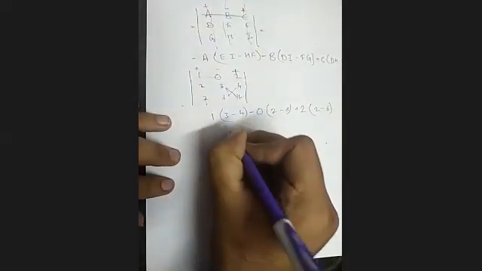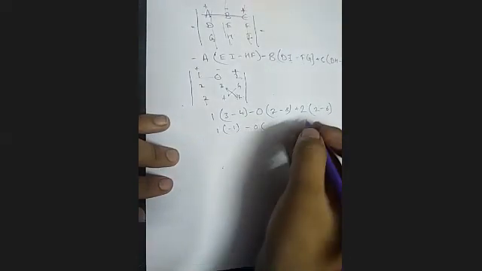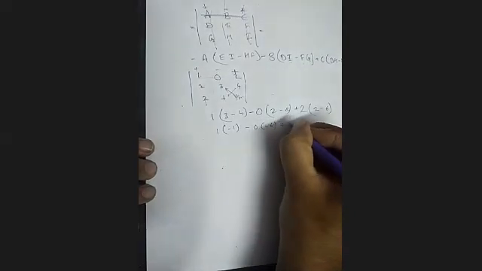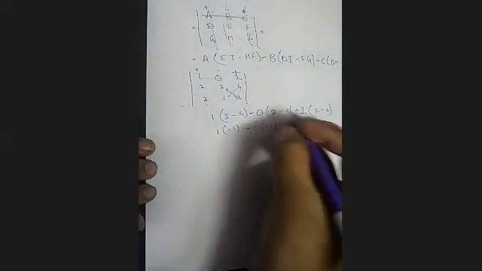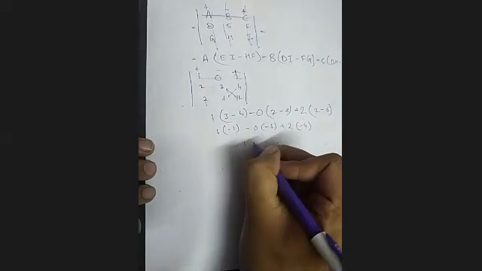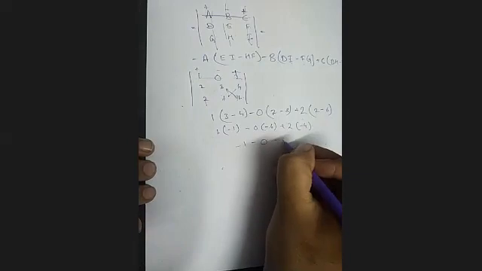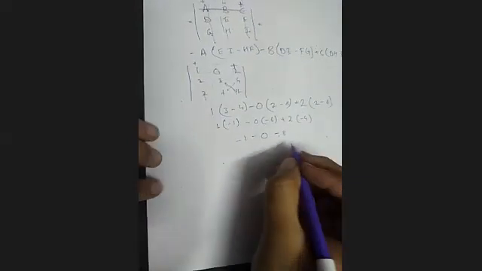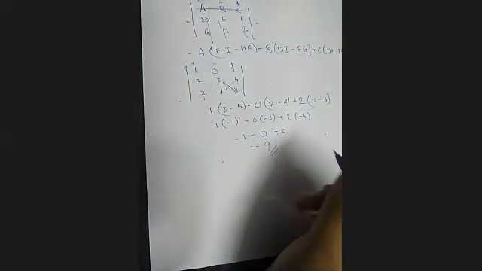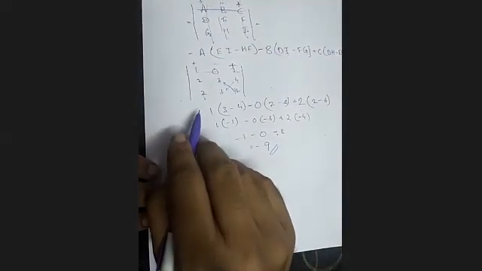So now 1 into 3 minus 4 will be minus 1. Minus 0 into 2 minus 8 is minus 6. Plus 2 into minus 4. Now 1 into minus 1 is minus 1. 0 into anything will be 0. Plus 2 into minus 4 is minus 8. So minus 8 minus 1 will be minus 9. So this is the determinant of your matrix. Understood?